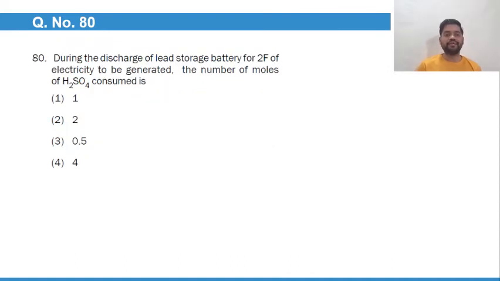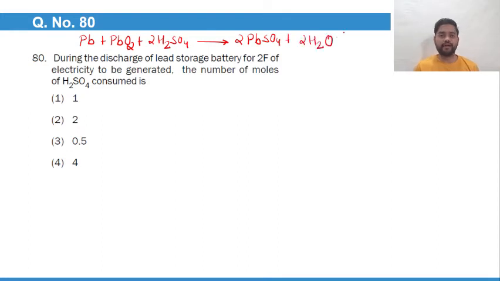80. During discharge of lead storage battery. Okay, let us first write the discharge reaction. So the discharge reaction is lead plus lead oxide in the presence of 2 moles of H2SO4 gives you 2 moles of lead sulfate plus 2 moles of H2O. Okay, I hope it is balanced. 2 for the 8, 10, 2 for the 8, 10, yeah, balanced.